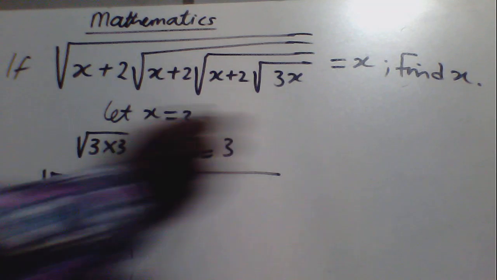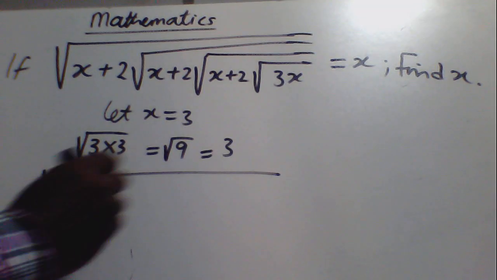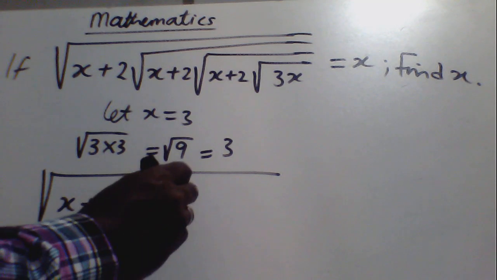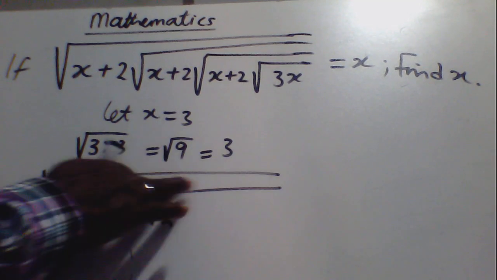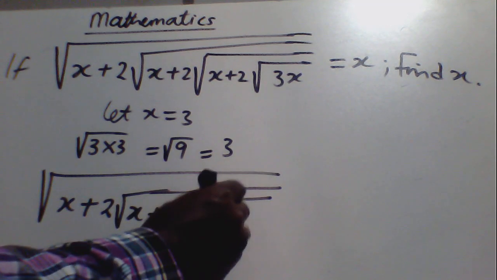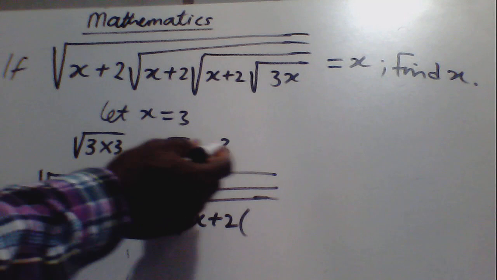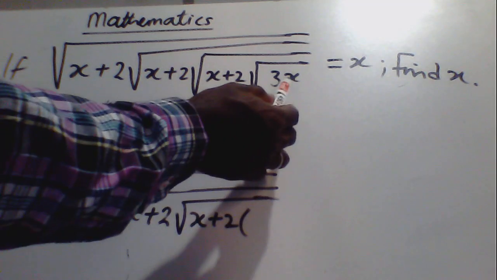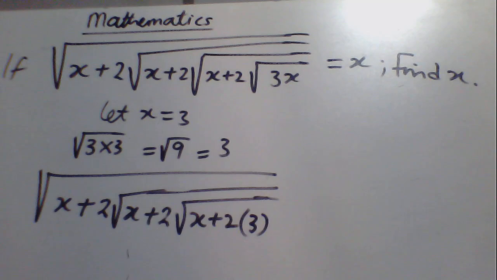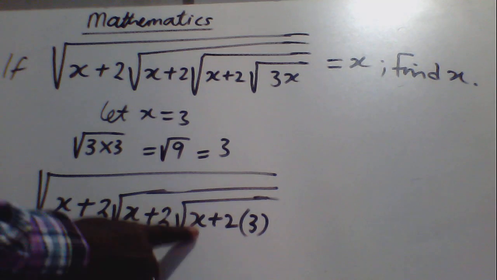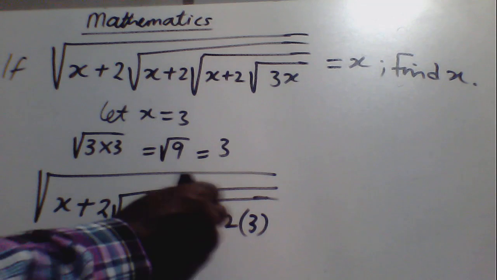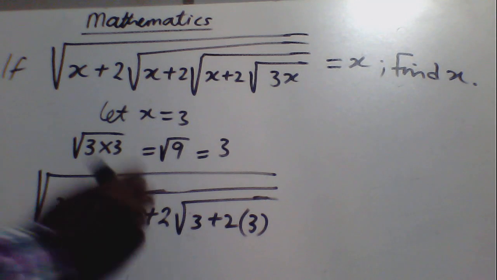In this case, we have the square root of x plus 2 times the square root of x plus 2 times the square root of 3x. Mind you, this is a long square root. The square root of what? The square root of x plus 2 times the square root of 3x, which gives us 3. So put 3 here. Then we know that x is 3, so wherever you see x, put 3.